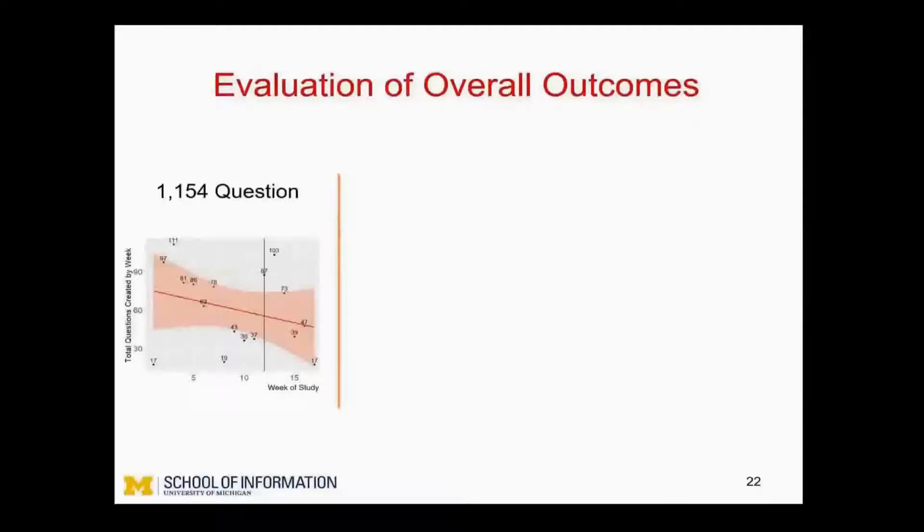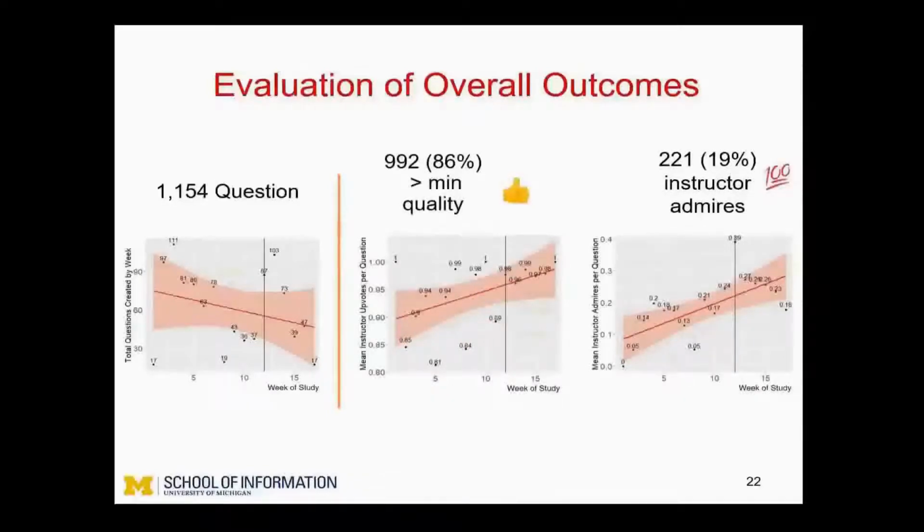Note that when the map got larger, it was more challenging to create questions that were conceptually distinct from the existing questions on the map. The average number of instructor upvotes and the special votes to admire high-quality questions increased over time, indicating a gradual enhancement in the quality of MCQs.